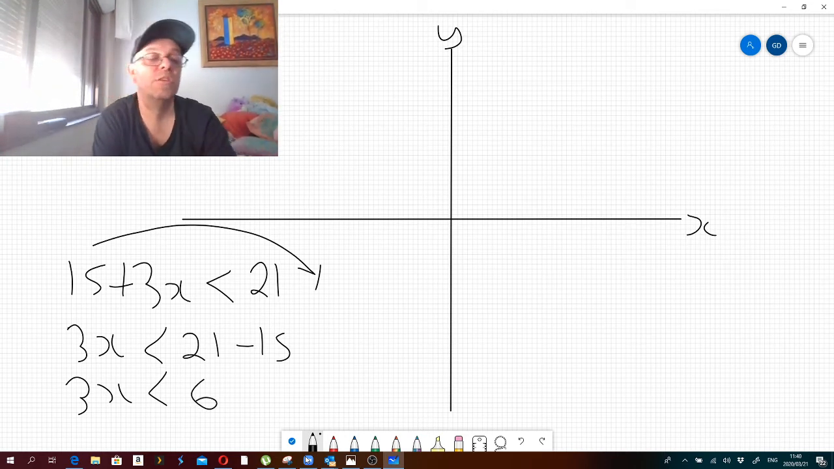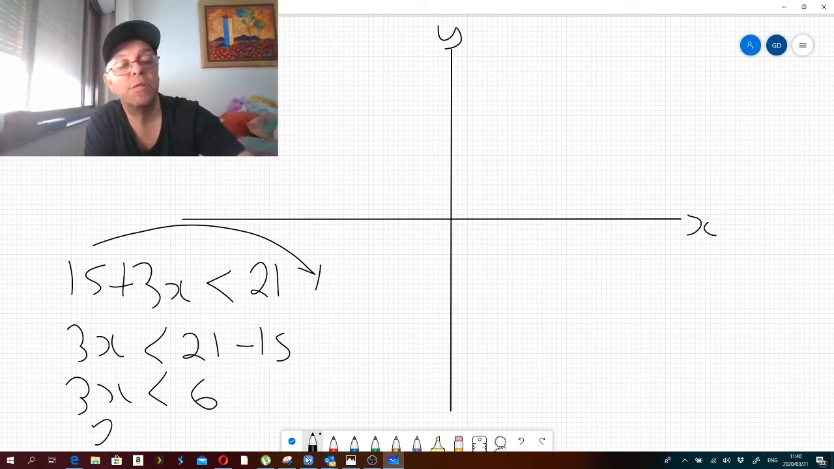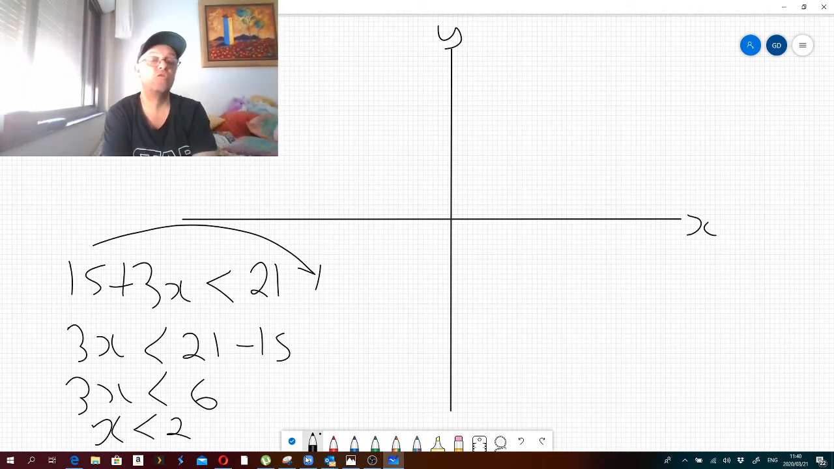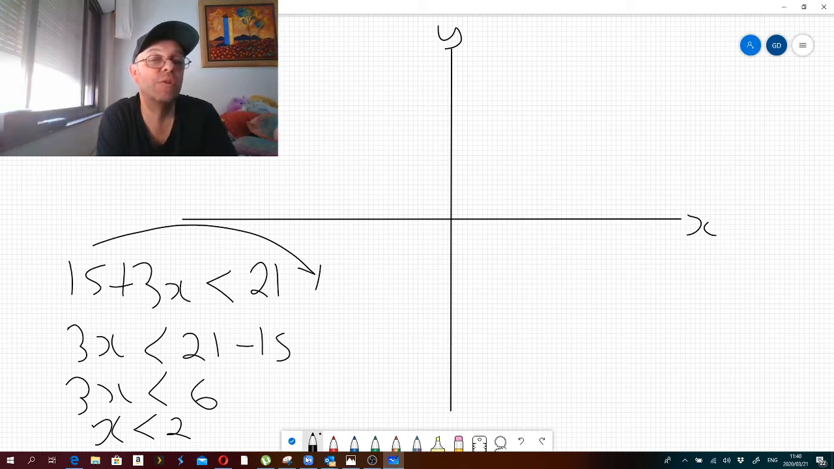And now we want to say, well, that's 3x must be less than 6, so what is x? Well, that simply means we can divide both sides by 3, and so 6 divided by 3 happens to be 2. So x is less than 2. Now the question is, how do we illustrate this on the Cartesian plane that we've got?